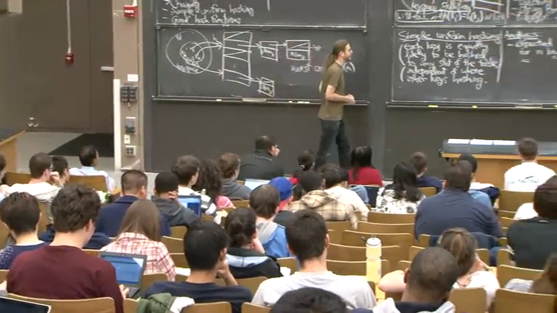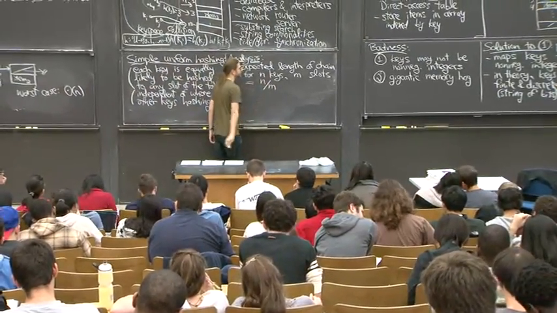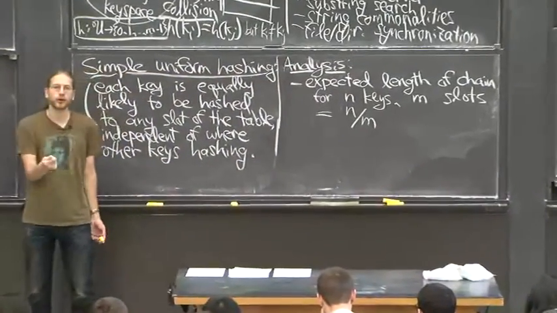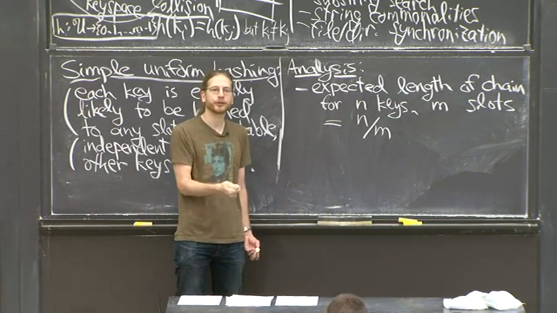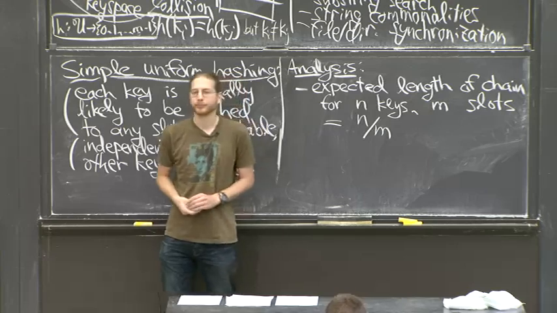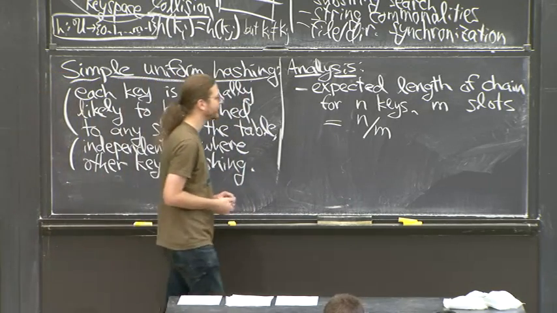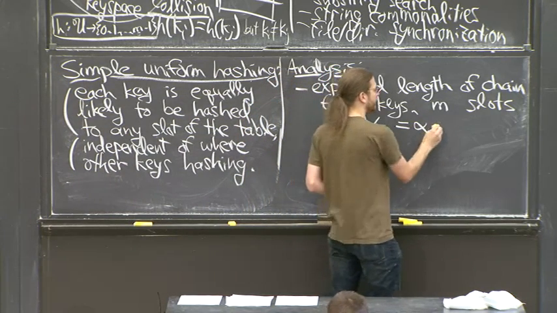N over m, yeah. It's really easy. The chance of a key going to a particular slot is 1 over m. They are all independent. So it's 1 over m plus 1 over m plus 1 over m, n times. So n over m. This is really easy when you have independence. Sadly, in the real world, you don't have independence. We're going to call this thing alpha.